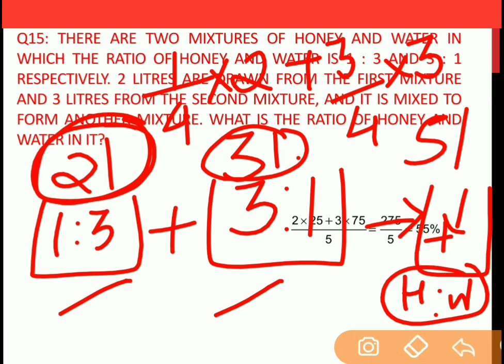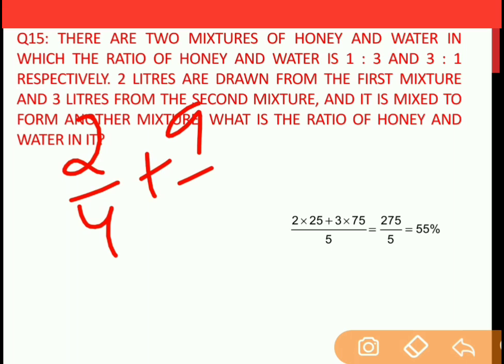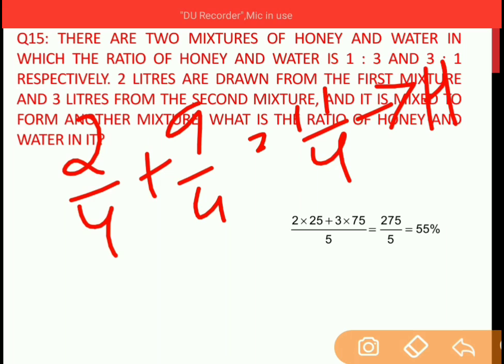So the total quantity of honey on mixing these two vessels will be 2 by 4, that is 1 by 2, plus 3 by 4 into 3, which is nothing but 9 by 4. So the overall quantity will be 9 plus 2, that is 11 by 4. So the amount of honey by mixing these two vessels will be 2 by 4 plus 9 by 4, which is equal to 11 by 4. So this is the amount of honey.